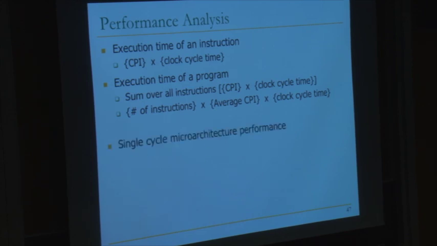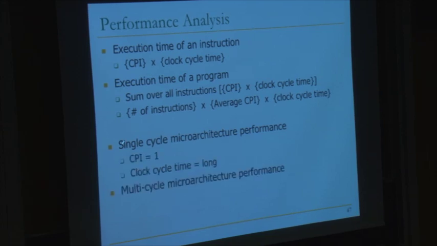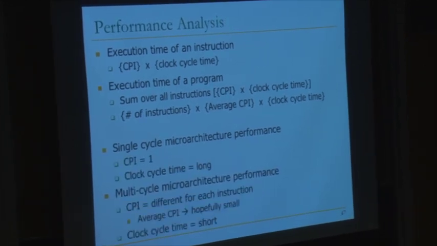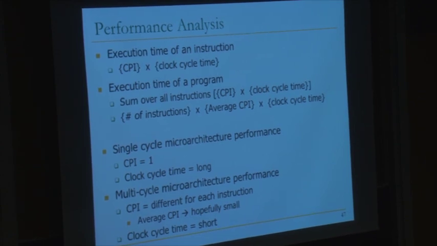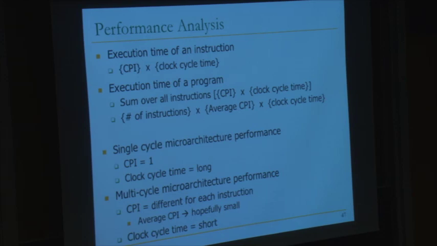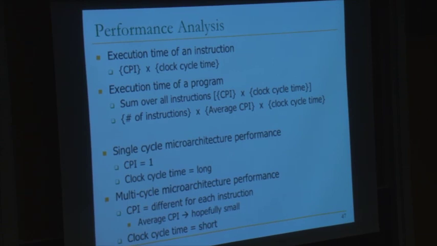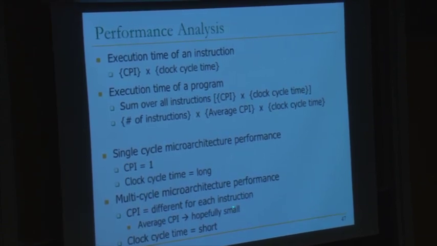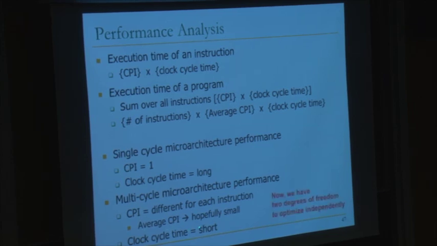If you look at the single cycle microarchitecture, we've seen that CPI is 1, clock cycle time is long. But in multi-cycle microarchitecture, CPI is different for each instruction. How many cycles it takes to execute an instruction is different. An add maybe takes 2 cycles. Well, we'll see in the LC3B microarchitecture, it's a little bit more than 2 cycles. But a load may take 100 cycles, right? Or longer. But average CPI is hopefully small, and you can optimize for that. And clock cycle time is now short. So now you have 2 degrees of freedom, right? This was not free before. Now this is free.